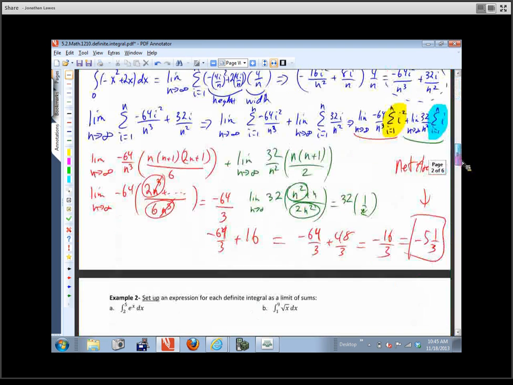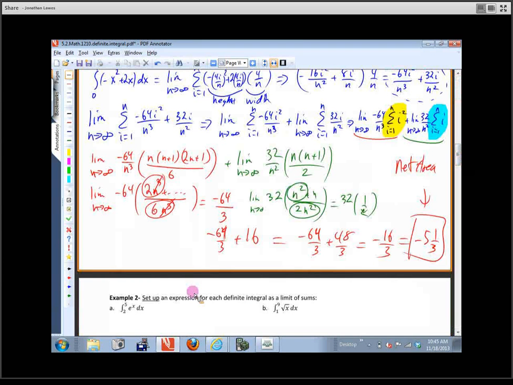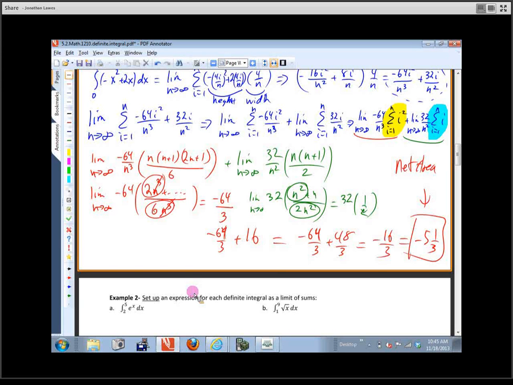On this one, we used an infinite number of rectangles, and we ended up with the exact answer. Negative 16 thirds is the exact answer. And on a test, I'd much prefer this one right here. I just wrote that as a mixed number for comparison. Okay? Any questions?